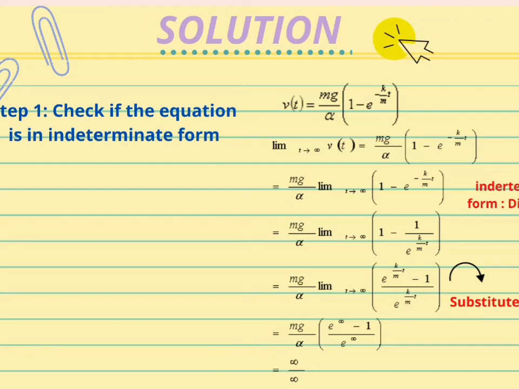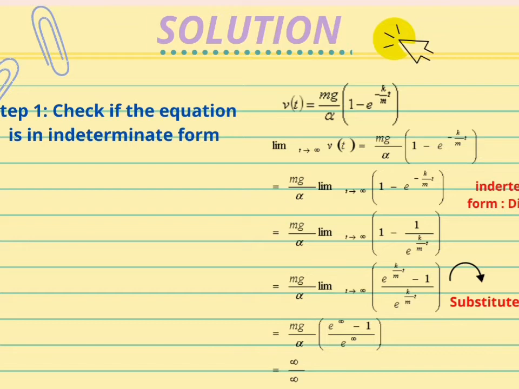As we can see here, the term in the bracket is actually our indeterminate form of differences. Since it is an indeterminate form of differences, we need to get a single form by making them into a common denominator. So the common denominator for the terms in the bracket will be exponent raised to the power k over m times t, and the new numerator will be exponent raised to the power of k over m times t minus 1.